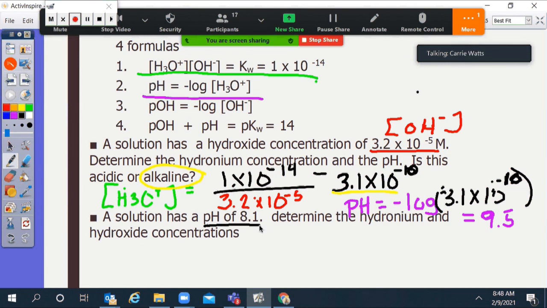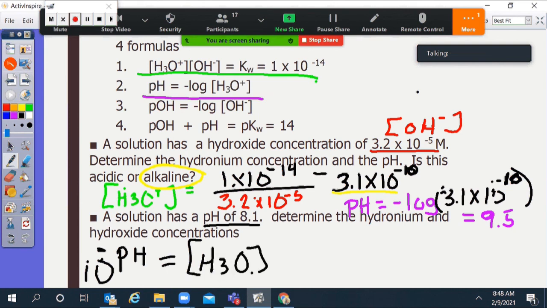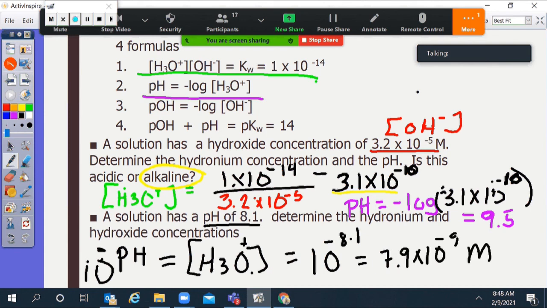I need to determine the hydronium and hydroxide concentrations. Okay, so remember my inverse log formula that I can use for pH. 10 to the negative pH is going to be our hydronium concentration. So that would be 10 to the negative 8.1. Okay, which gives you 7.9 times 10 to the negative 9th molar. That would be my concentration of hydronium.